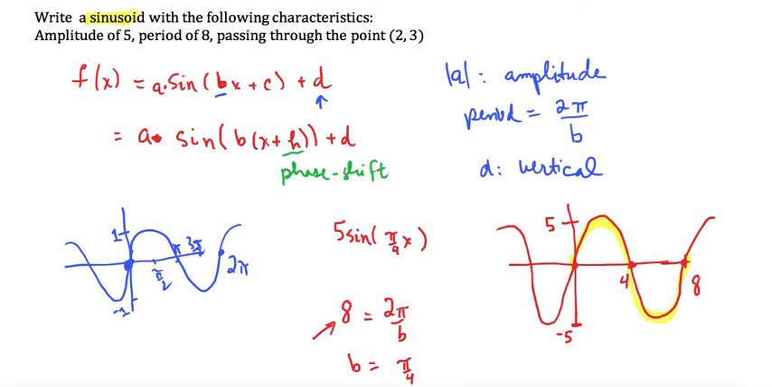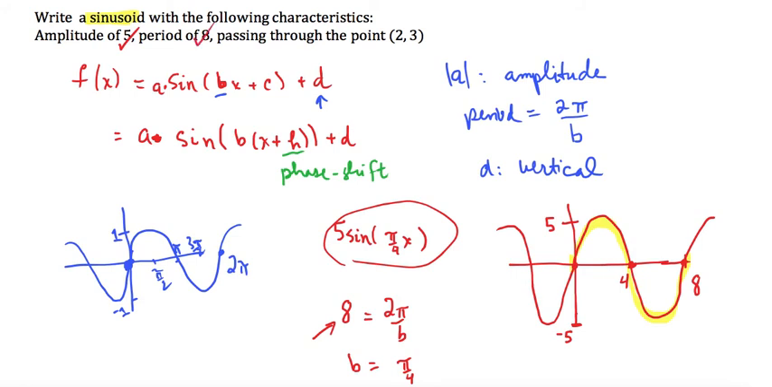Therefore, if we set the period equal to 8 and we solve for b, we get pi over 4. So this function right here is this graph. And if you notice, it has a period of 5, so that's done. I'm sorry, an amplitude of 5. It has a period of 8, and that's done.